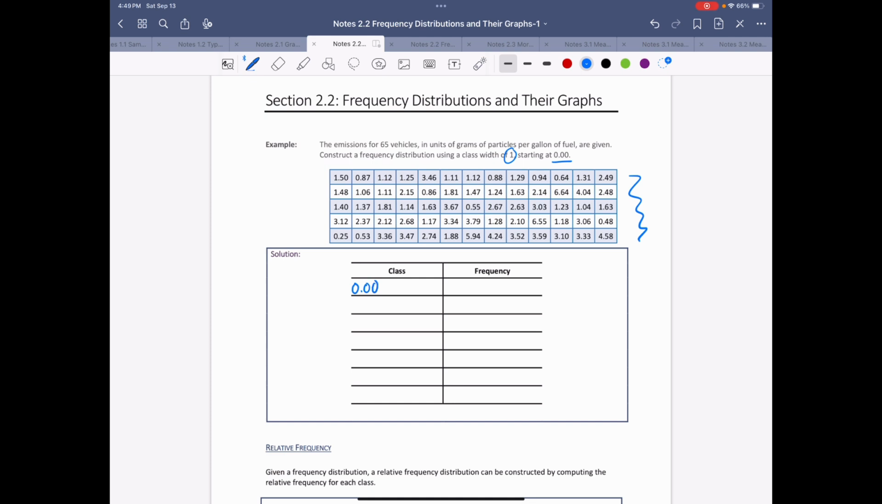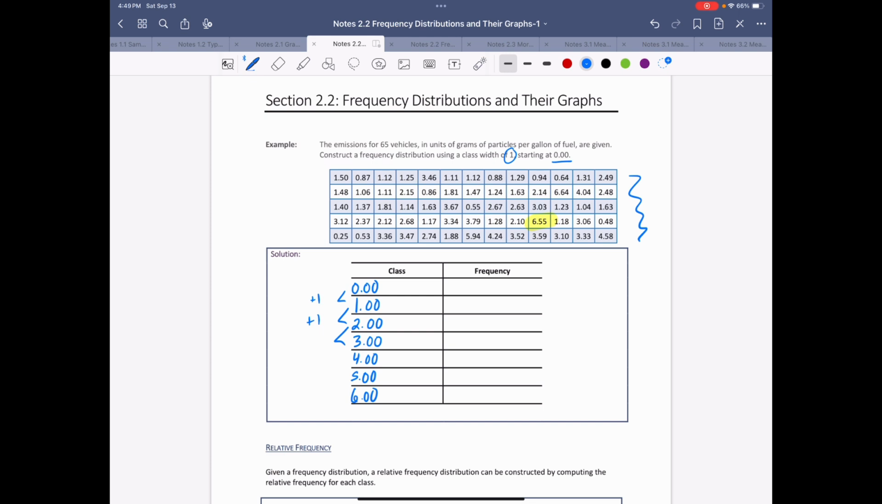Now what you want to do first is focus just on the lower classes. So it says my class width is 1, so I'm going to add 1. 1.00. And I'm going to add 1 again, and I'm going to keep going. And when you look at your data, I see a 6.55. That might not fit in my data, but I'm not going to worry about that right now. I'm going to get my upper classes and see.